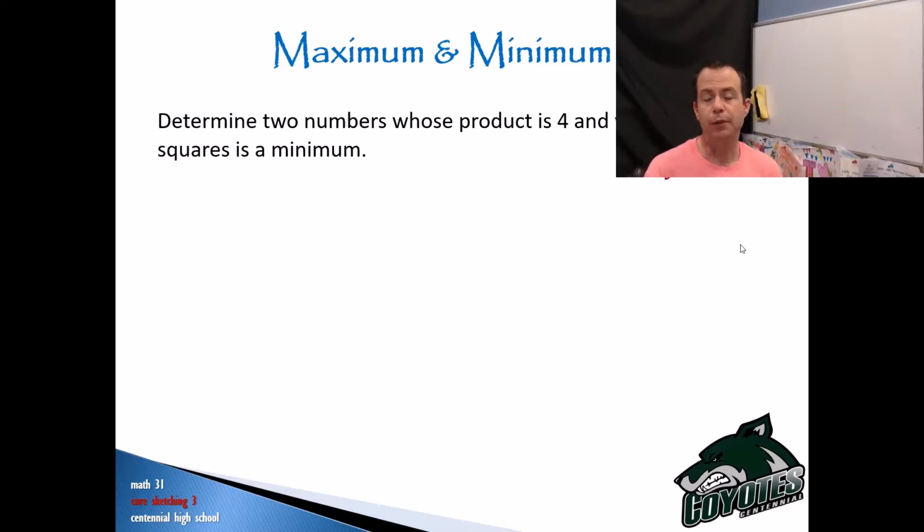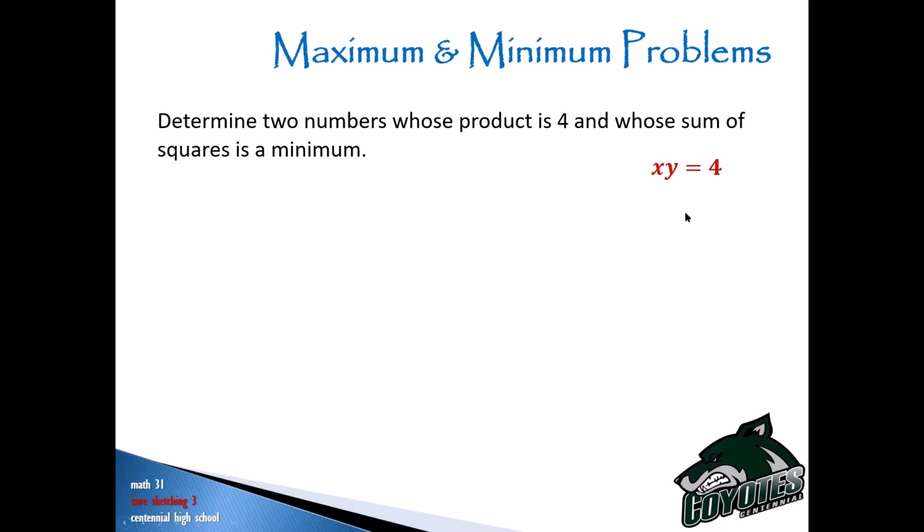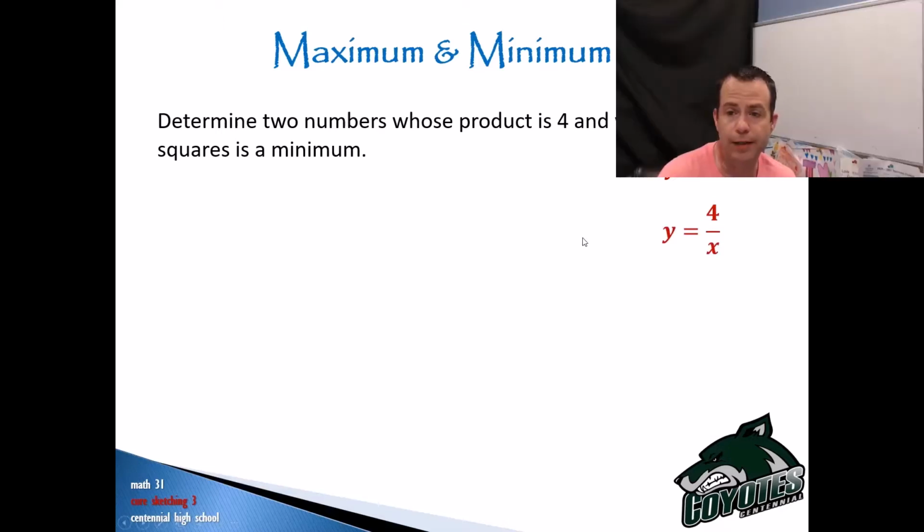So my equation that I'm going to start with, I needed a product of 4. So x is my first number, y is my second number, and I said x times y is 4. I'm just going to hide myself here for a second because I might be covering up that equation there. So x times y equals 4. So now I'm going to rewrite that in terms of x. So I'm going to say y equals 4 over x. So the equation I'm going to deal with is y equals 4 over x.